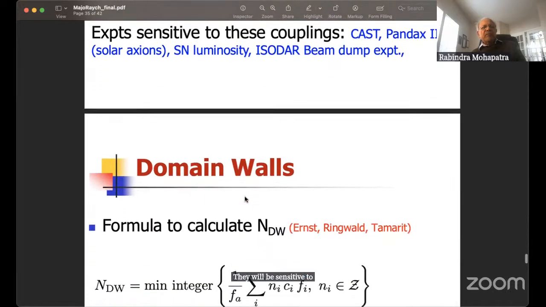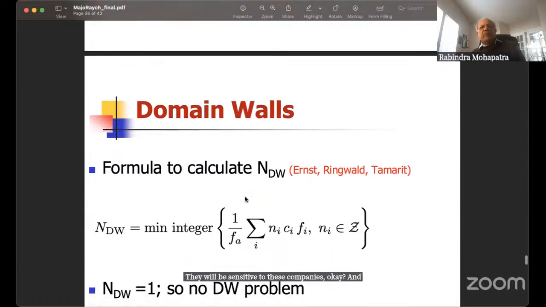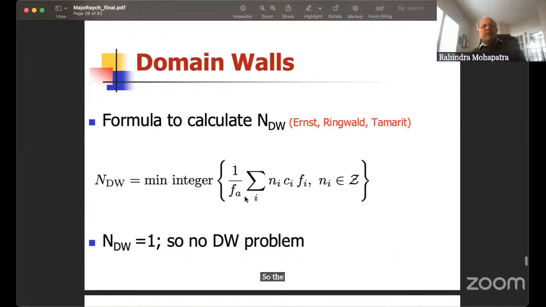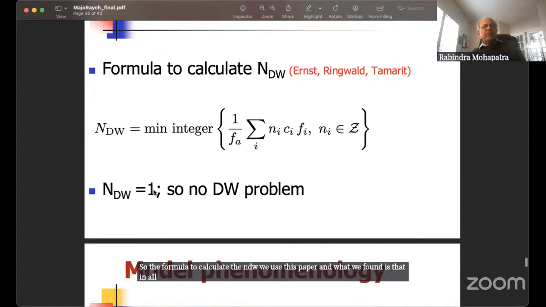Now there is one other thing that I want to point out. I think my time is coming to an end in another 10 minutes. For the formula to calculate the NDW, we use this paper, and what we found is that in all our models, the number of domain walls is 1. So we don't have a domain wall problem.